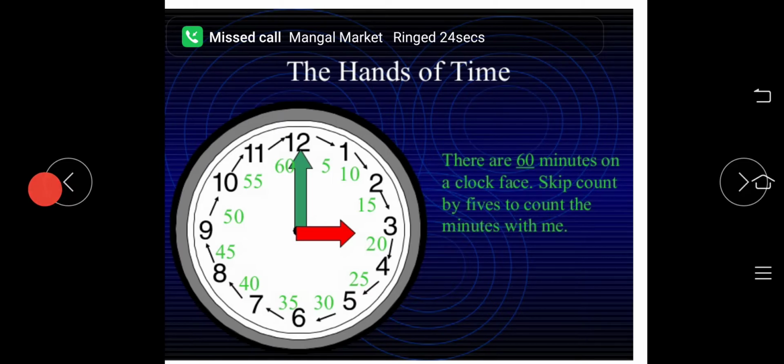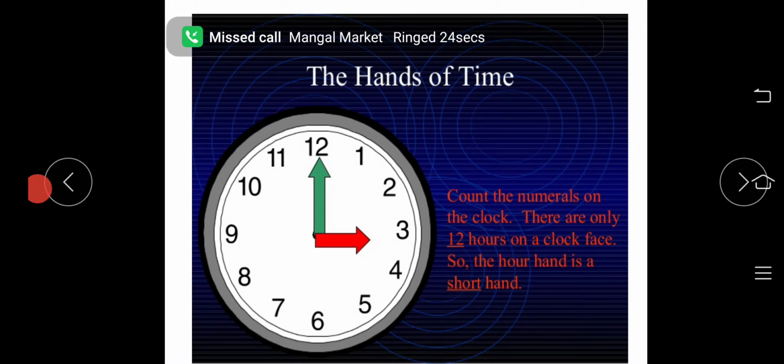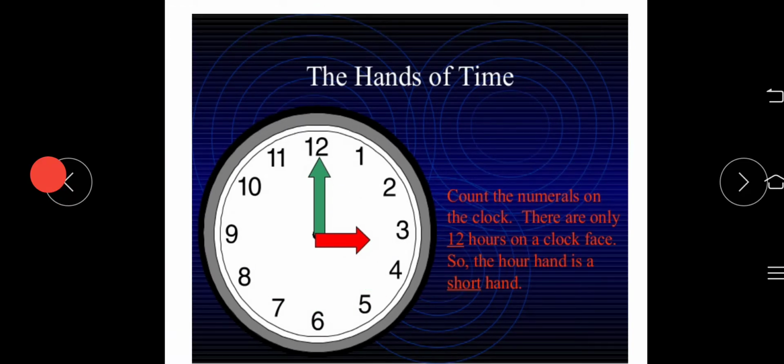Next question now. Now there are 12 numbers on the face of a clock. These 12 numbers show the hour. So we can say on the face of a clock there are 12 hours only. But in one day there are 24 hours.